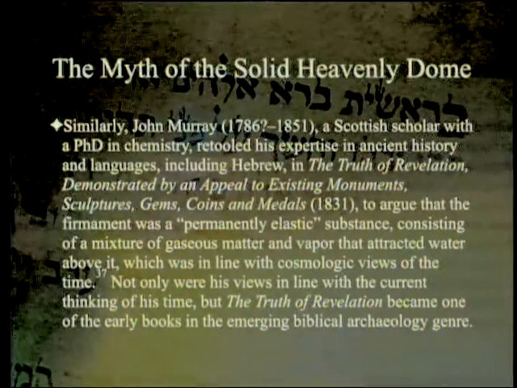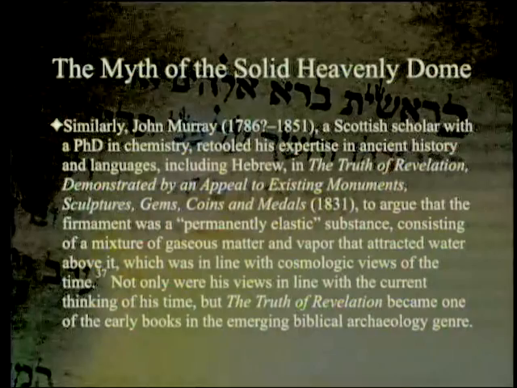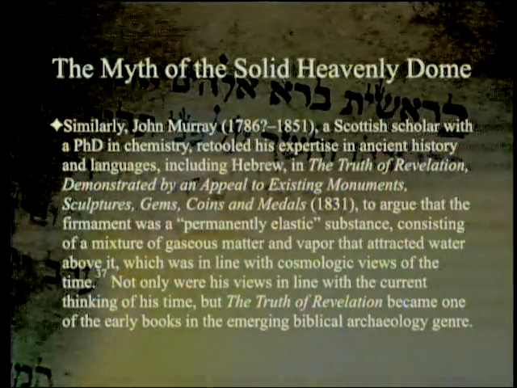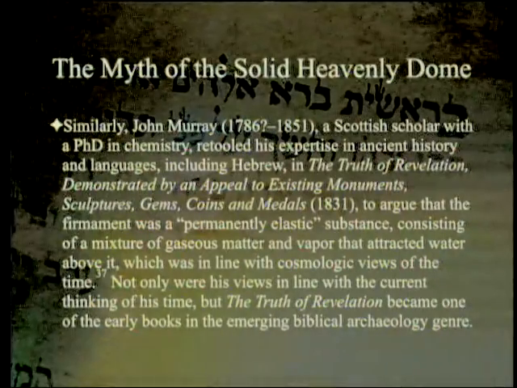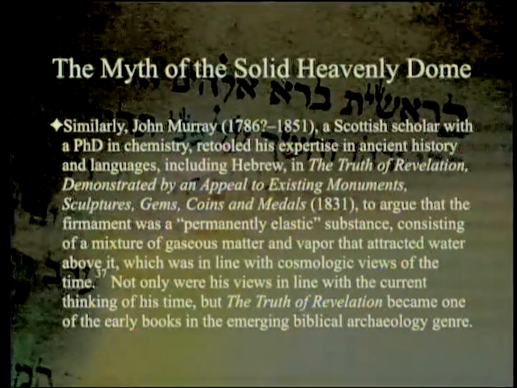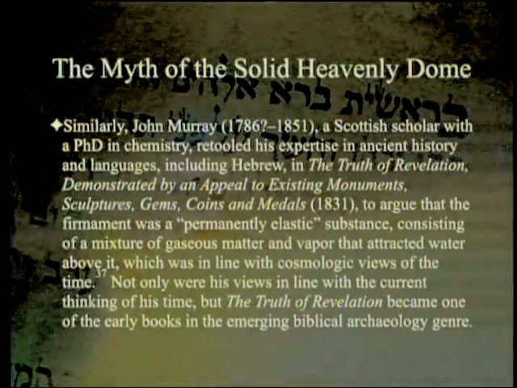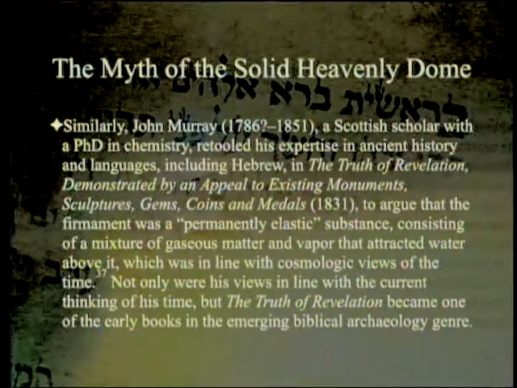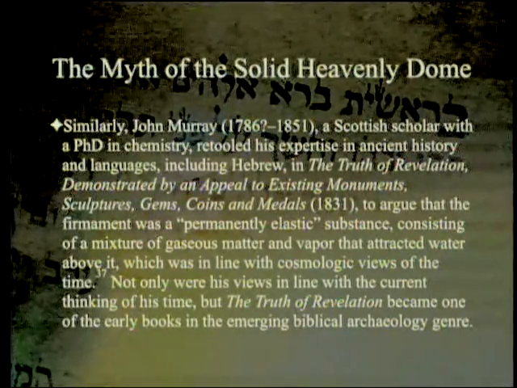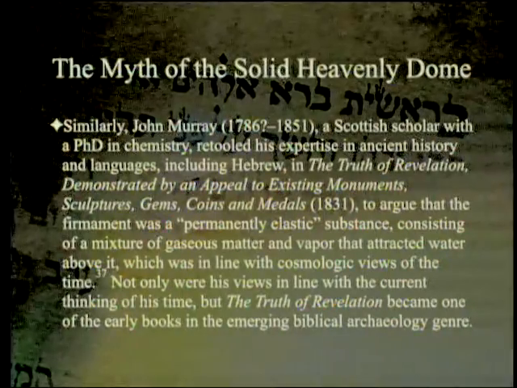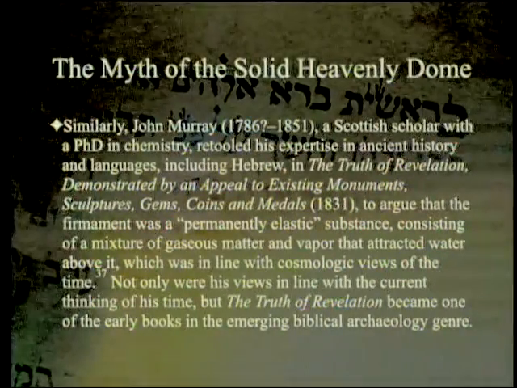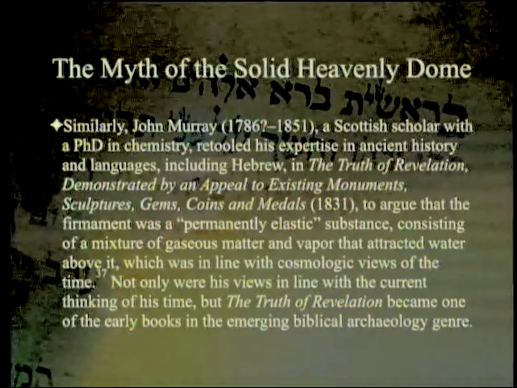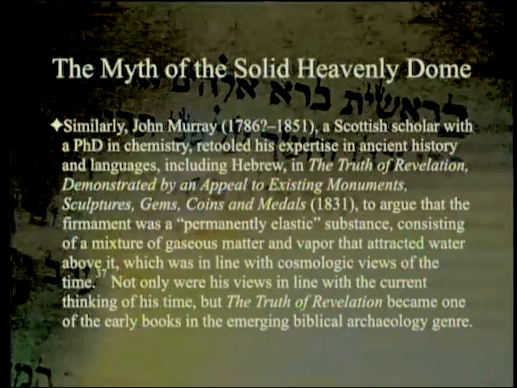Similarly, John Murray, a Scottish scholar with a PhD in chemistry, relied on his expertise in ancient history and languages, including Hebrew, in The Truth of Revelation Demonstrated by an Appeal to Existing Monuments, Scriptures, Gems, Coins, and Metals, to argue that the firmament was a permanently elastic substance consisting of a mixture of gaseous matter and vapor that attracted water above it, which was in line with the cosmological views of the time. Not only were his views in line with the current thinking of his time, but The Truth of Revelation became one of the early books in the emerging biblical archaeology genre.